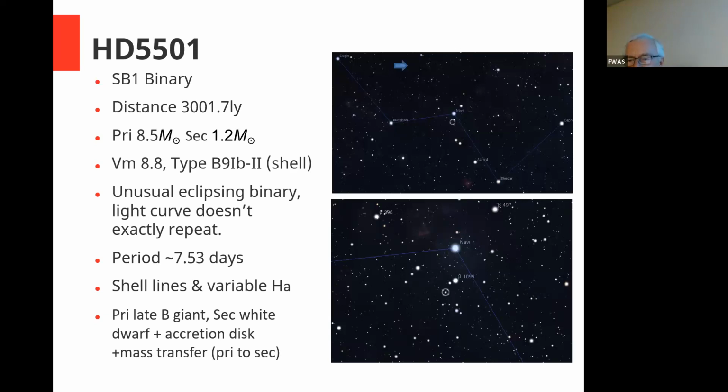Anyway, I mentioned that this star is in Cassiopeia. It's an SB1 type binary, so you don't see the two lines moving. You only have a little bit of wiggle in one of them. It's at 3,000 light years. Its primary is 8.5 times the mass of the sun. The secondary is estimated to be 1.2 solar masses, might be higher than that. It's at a visual magnitude of 8.8, almost 9. And when you get atmospheric extinction involved, we're really at 9 or just a touch below 9.1, depending on how thick the atmosphere is at that point.